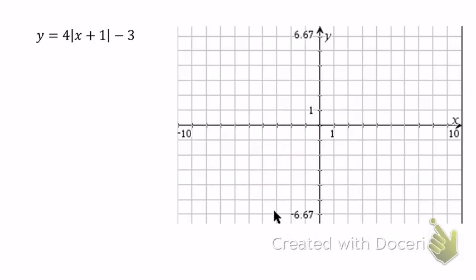Okay, our next equation, we have 4 absolute value of x plus 1 minus 3. So I'm going to do the same thing here that I did on the last one. I need to start by finding my vertex. My vertex, positive 1 switches to negative 1, negative 3 stays the same.